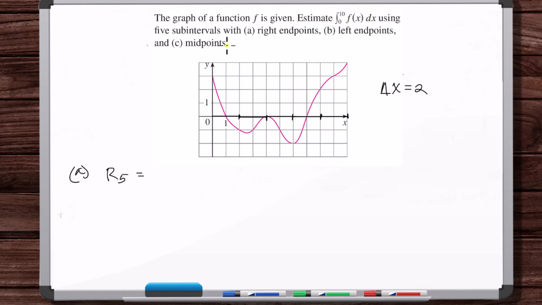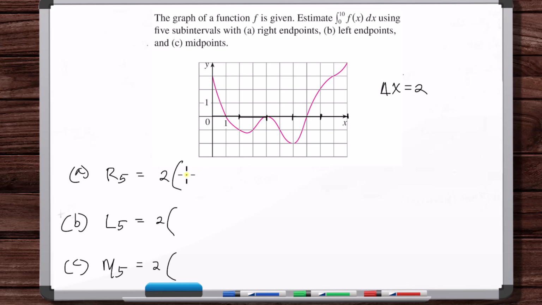Each rectangle for all 3 of these cases is going to have delta x equal to 2. It's going to have a width of 2. The height of the rectangle is what's going to change. The height of the rectangle in part A is going to be the function evaluated at the right endpoint of the interval. In part B, it's going to be the function evaluated at the left endpoint. In part C, the midpoint. So R5, I mean, we can write, let's do it like this. Okay. This is going to be left 5, and then this is going to be mid 5. Okay. So in all 3 cases, we can factor out the delta x.